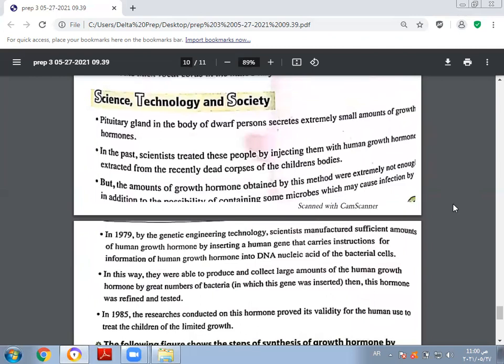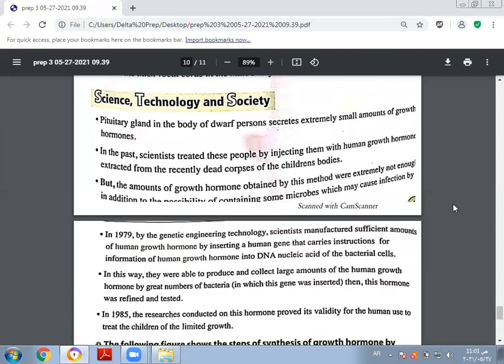Science, technology, and society: the pituitary gland in the body of a dwarf person. As we mentioned before, we have a disordered case resulting from the decrease in the secretion of growth hormone, which is dwarfism. So the body of a dwarf person secretes extremely small amounts of growth hormone. In the past, scientists treated these people by injecting them with human growth hormone that was extracted from the recently dead corpses of children's bodies.